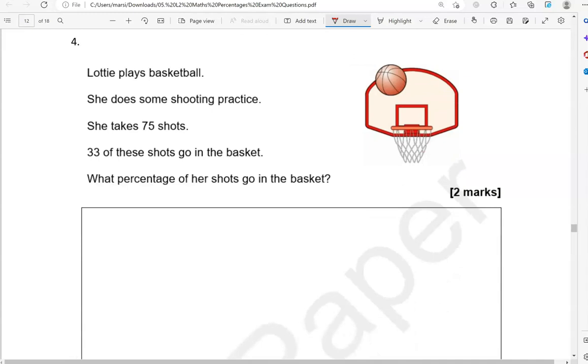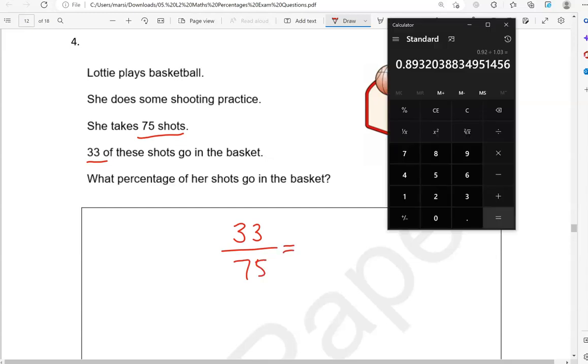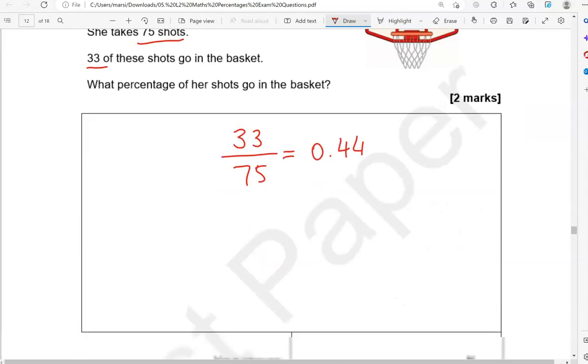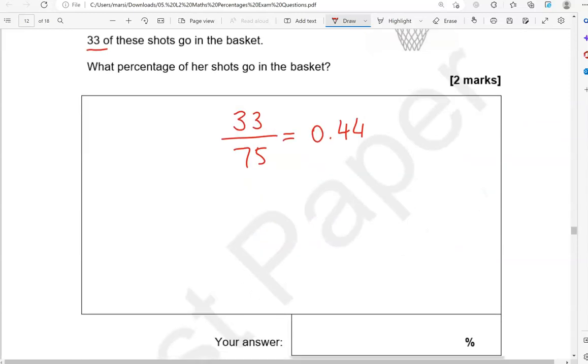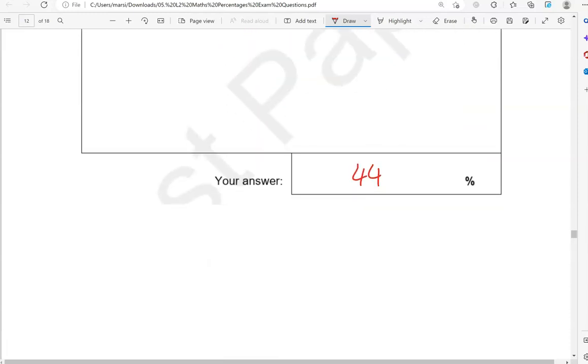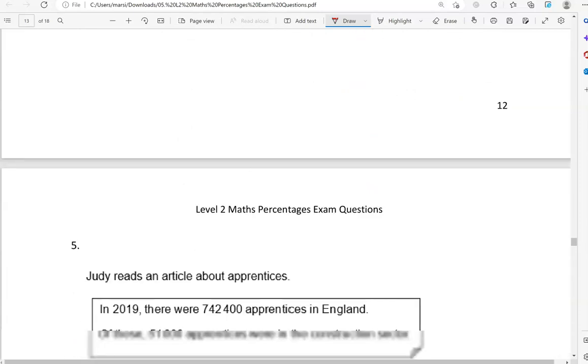Lottie plays basketball. She does some shooting practice. She takes 75 shots. 33 of these shots go in the basket. What percentage of her shots go in the basket? So that is 33 out of 75. So with a calculator, we do 33 divided by 75, which gives us 0.44. So that is like 44 pence, which is also 44%. You could do 0.44 times 100 using a calculator as well, and it'll give you the same answer.